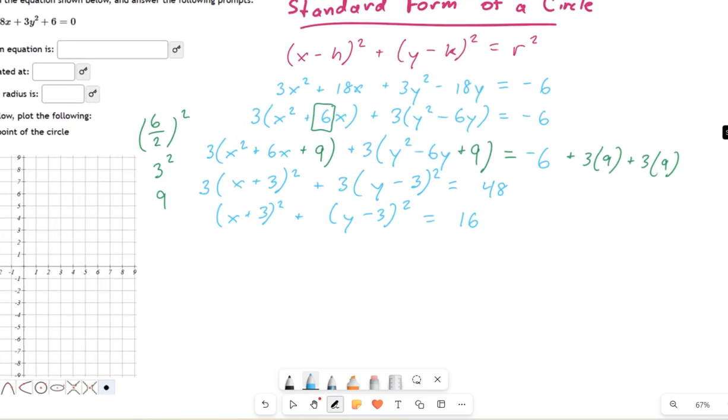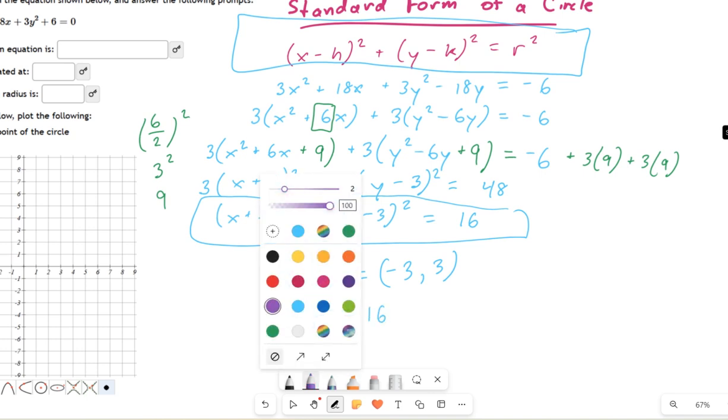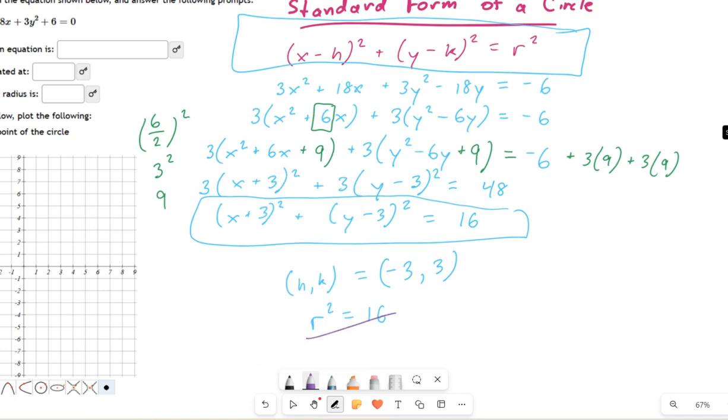So now if you notice, compare again to our standard form equation. I've got this thing in standard form. And this right here tells me that h comma k, in other words, the center of the circle, is going to equal negative 3 comma 3, okay? And r, the radius, well, r squared is 16, okay? So if r squared is 16, I don't really care about r squared too much. I'm going to knock that out and say, okay, r equals 4.